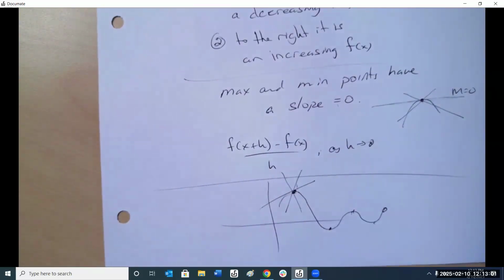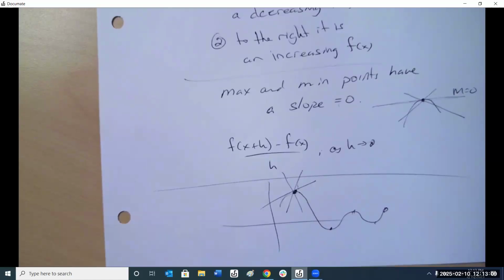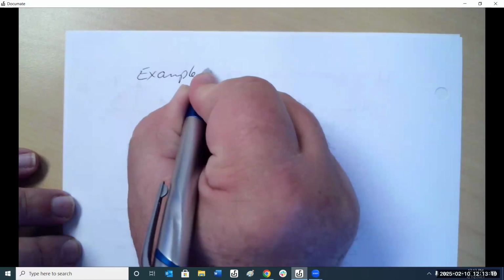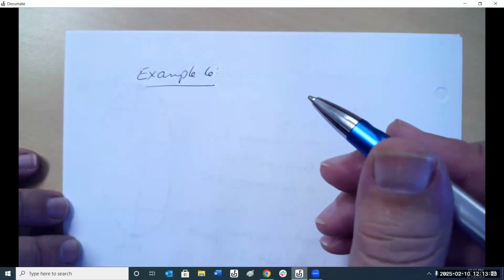Okay, what else? There's some examples. What's some examples? We just talked about the theorem of it. Here's an example. Okay, graph this one.